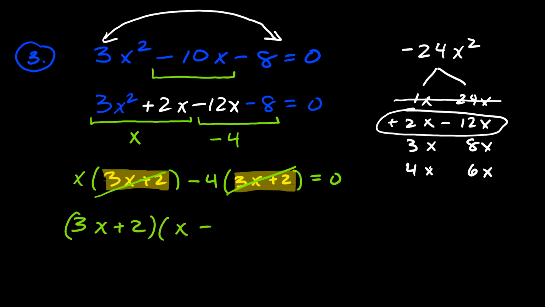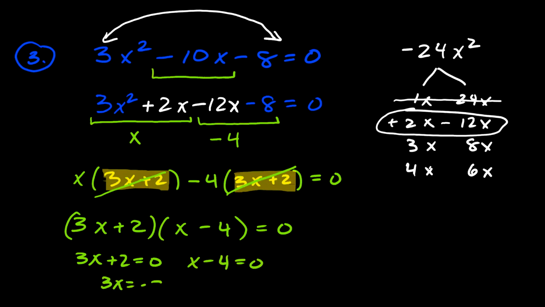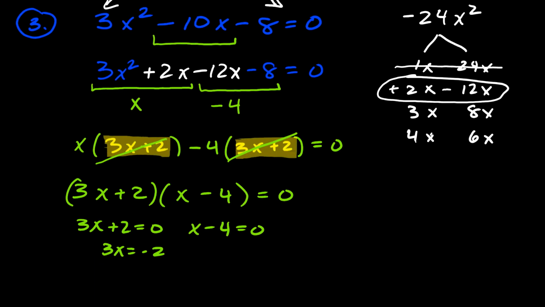And that leaves you with x minus 4 equals 0. You set each term equal to 0 again. So we have 3x equals negative 2, or x equals negative 2/3. And then we have x equals positive 4 as our two possibilities.